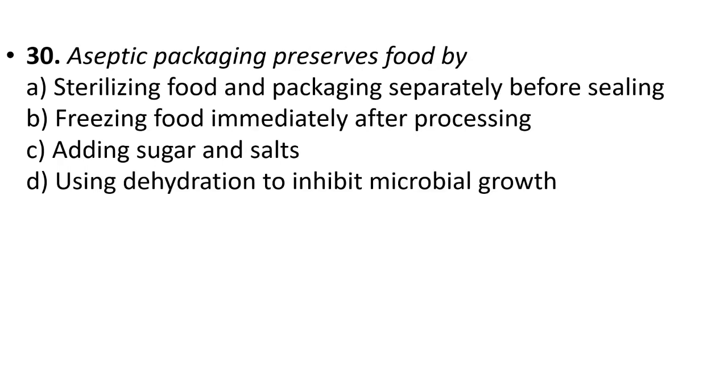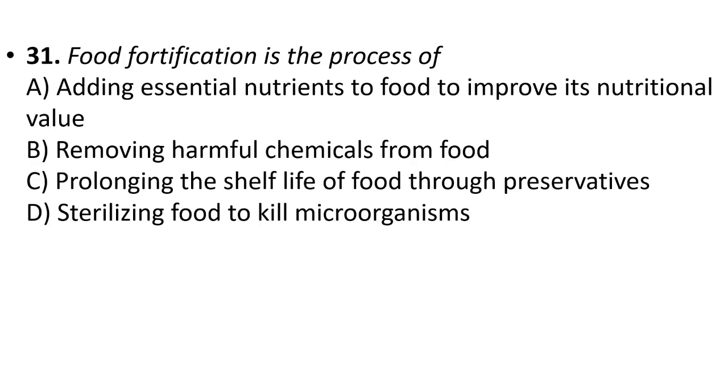30. Aseptic packaging preserves the food by: A. sterilizing food and packaging separately before sealing, B. freezing food immediately after processing, C. adding sugar and salts, D. using dehydration to inhibit microbial growth. Your answer is option A. Sterilizing food and packaging separately before sealing.